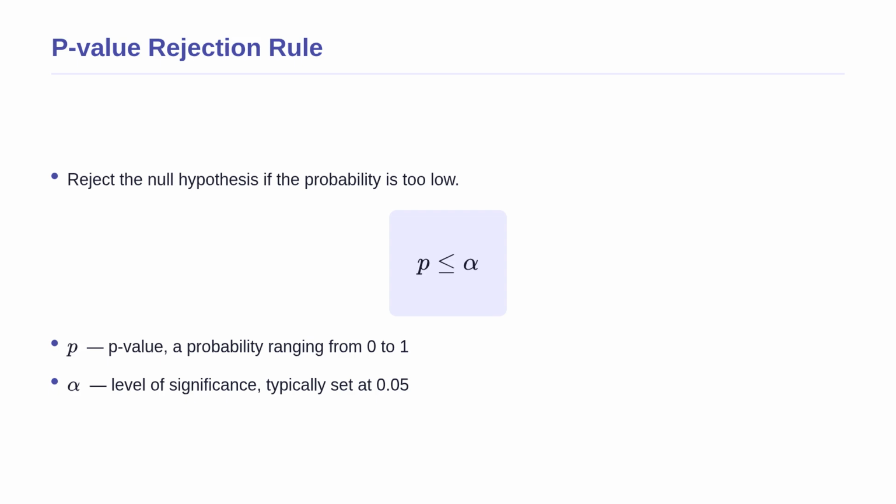The formula is p less than or equal to alpha. Here, p stands for the p-value, which is a probability ranging from 0 to 1. The symbol alpha is your level of significance, typically set at 0.05, which is a 5% risk level. If the chance of seeing this data by pure luck is smaller than your allowed error limit, you reject the null hypothesis. As the p-value gets smaller, the evidence against the null hypothesis gets stronger.